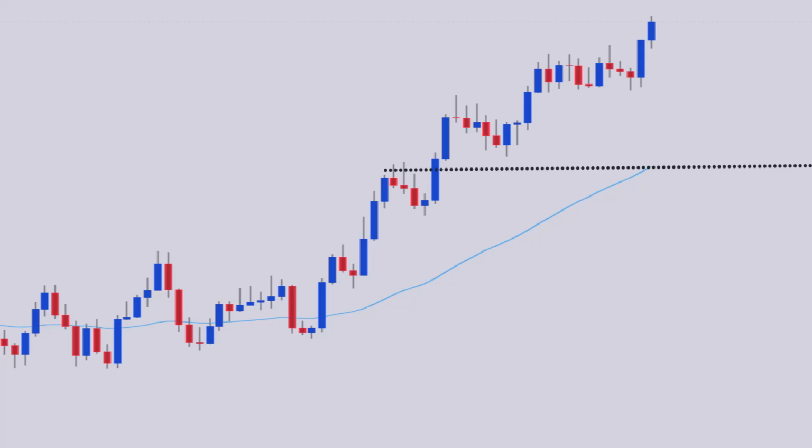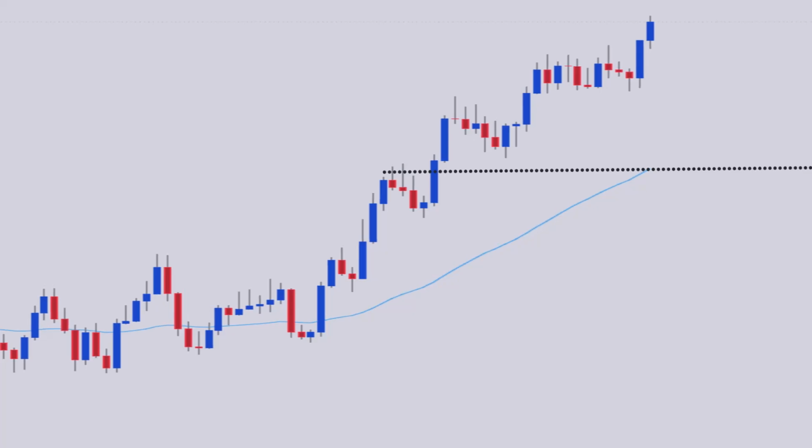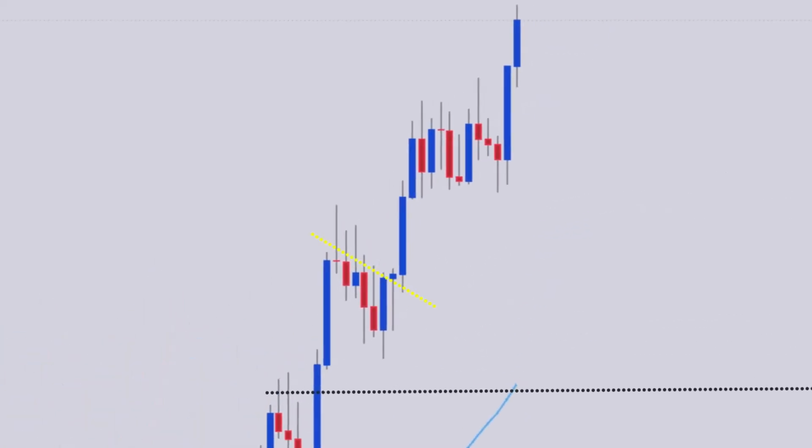As price retraces down to this level, we wait for price action confirmation with candlestick wicks rejecting and forming indecision candles. This is not enough. We put a trend line on top of this short-term downtrend. We wait for a break of this trend line to confirm the uptrend can continue.